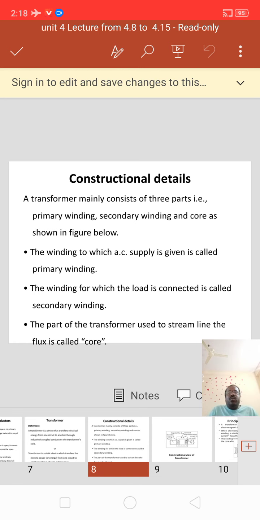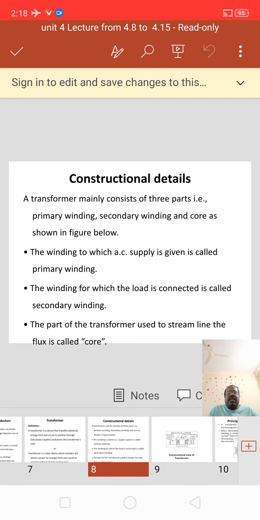The winding to which AC supply is given is called primary winding. The winding to which the load is connected is called secondary winding.